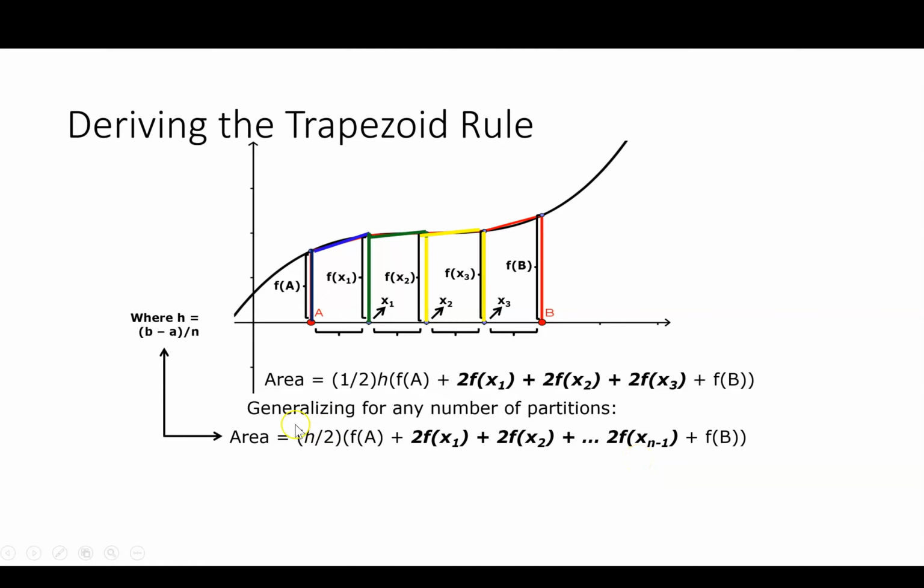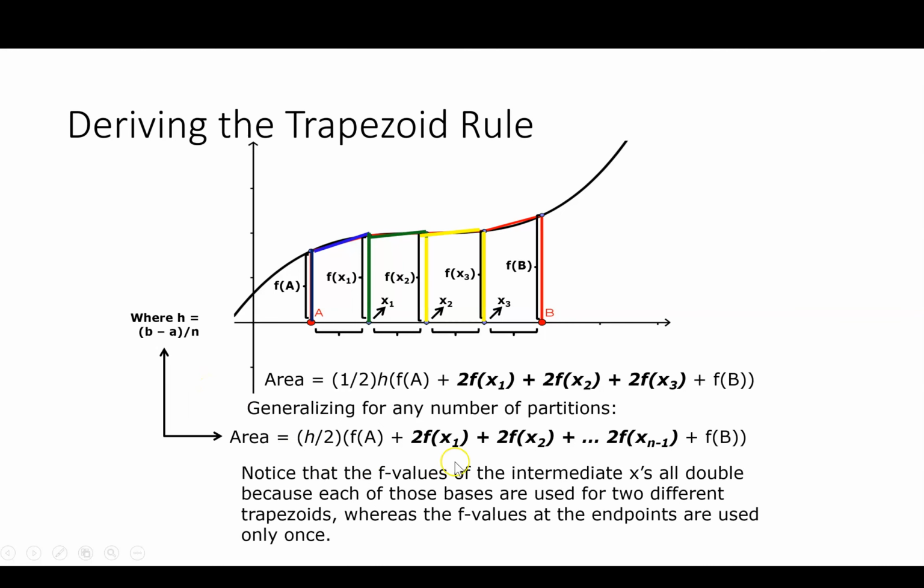And again, this h here is referring to the delta x, the change in each x value, which was determined using this formula, b minus a divided by n. And again, just want to point out one more time that each of those in-between y values gets doubled, while the left and the right y values do not. So let's now take this formula that we found by simply finding areas of trapezoids and adding them up, and compare it to the definition we see in our textbook.